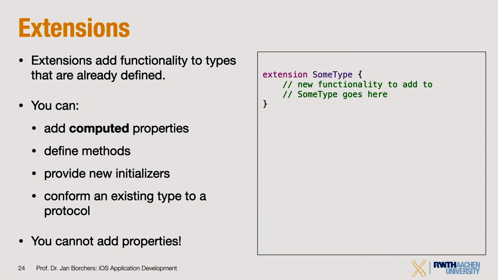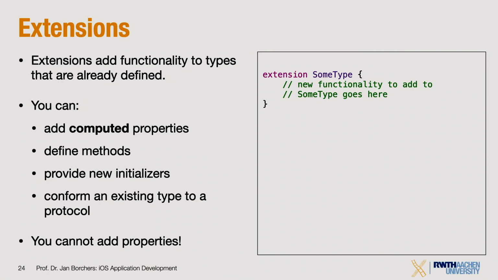With extensions, you can add something like new computed properties. Note, I'm not saying properties here, because we're not increasing the footprint of storage needed for an object of that class, right? We're not adding to the properties. But we can add a computed property because that doesn't actually take up space with every instance. It's just a method that gets called that computes the value, right? So we can add methods via extensions. We can provide new initializers, and we can even make an existing type conform to a new protocol that we have.